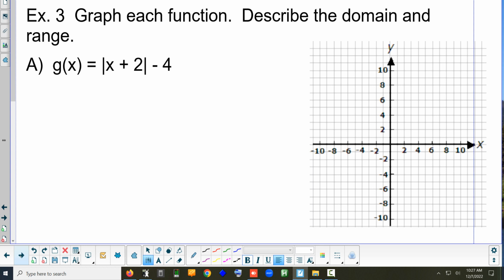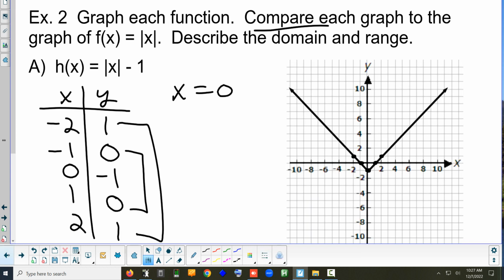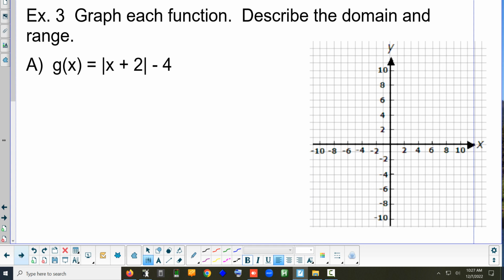Okay, this one has two things happening. It's got adding and subtracting inside, and it's got adding or subtracting outside. But they're not asking us to describe the transformations this time. They don't say compare each graph to the original. It doesn't say that. So we don't have to do that part. All we have to do is graph it and then do the domain and range.